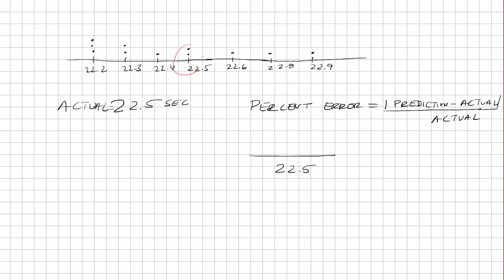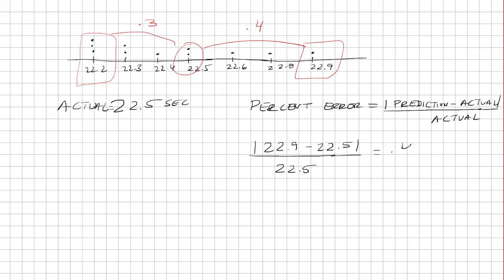Well, 22.5 is over here. That means we have to go to either end to see which one is further. Well, 22.2, that's a distance of 0.3. And then from 22.5 to 22.9, that's a distance of 0.4. So obviously 0.4 is greater. So here we would say, okay, the prediction is 22.9 minus the actual was 22.5. So this is a difference of 0.4 over 22.5.